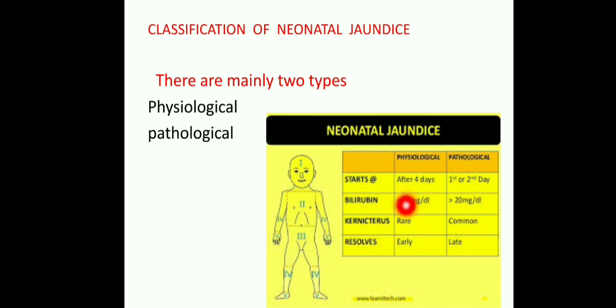In pathological jaundice, the child has more than 20 milligrams per dL. In physiological jaundice, it starts only after 4 days, and the child has less than 20 milligrams per dL. This is the classification of physiological and pathological jaundice.